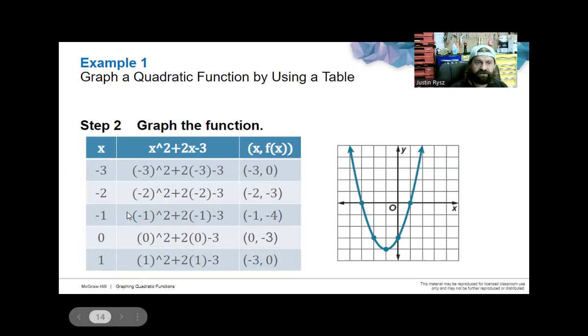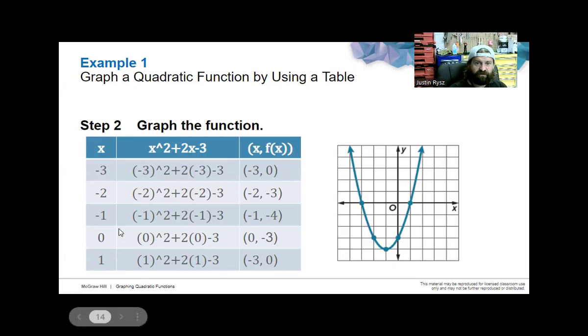So essentially what we're going to do is take those values and plug them in to figure out their f of x or their y value. So if I take -1 and plug it back into the equation, -1 squared plus 2 times -1 minus 3, we get -4. So we have a point here at -1, -4.